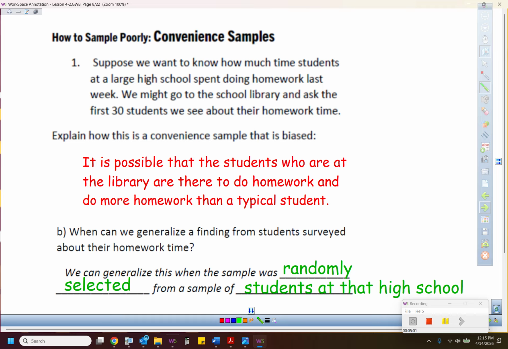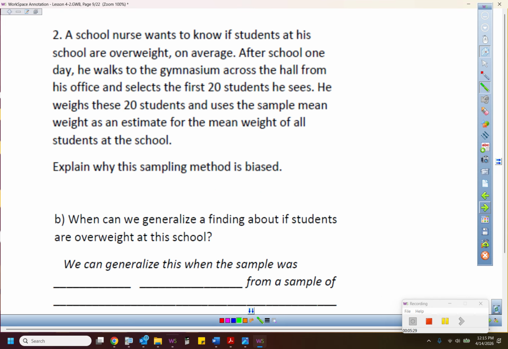So randomly selected. Here's the second one. A school nurse wants to know if the students at his school are overweight on average. Again, not trying to pick on anybody or anything like that, but it's a real question. So here's what that school nurse did. After school one day, they walked to the gym across the hall from his office. You see, that's pretty convenient, just right across the hall, right? And I'm going to the gym, and I'm going to select the first 20 students I see to see how much they weigh, if they're overweight, right?